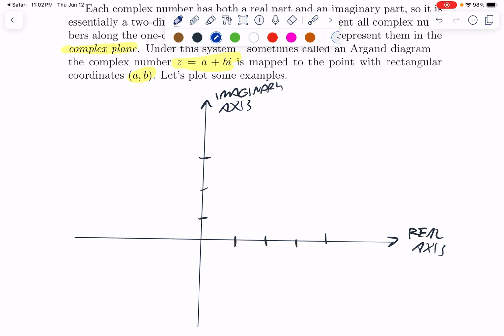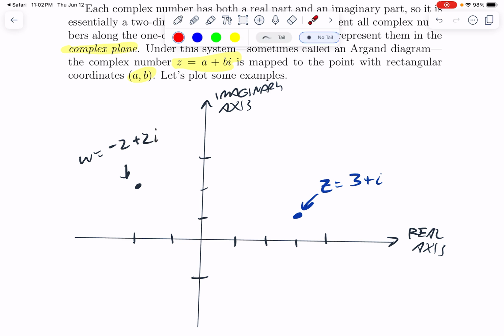So for example, right here would be 3 plus i. I've gone 3 units in the real direction and 1 unit in the imaginary direction. Right here, for example, would be negative 2 plus 2i.